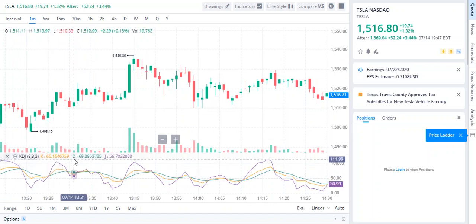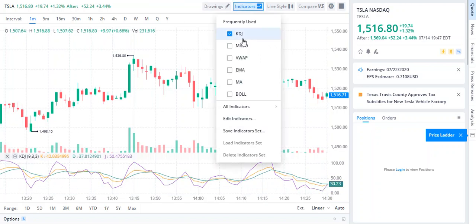But basically, you're looking for the K and the D to be crossing each other as far as buying and selling goes, and you're looking for the J to be crossing both of them as far as uptrend and downtrend goes. And you're looking at this number, the 0 through 100, for overbought to oversold.